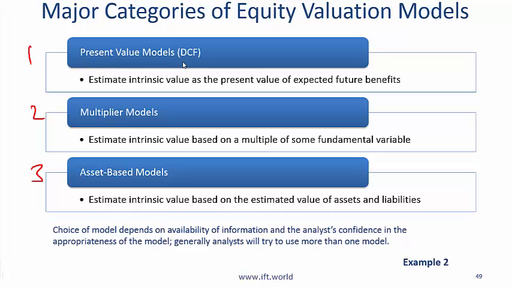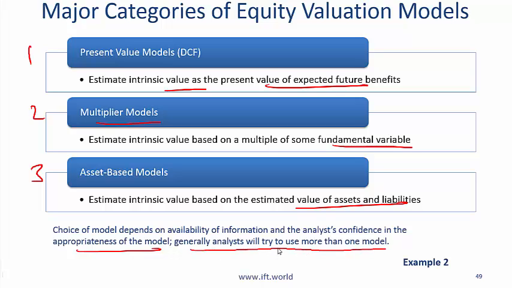Discounted cash flow model, where we estimate the intrinsic value as the present value of expected future benefits. Multiplier models, here we estimate intrinsic value based on a multiple of some fundamental variable, so price earnings, price to book, and so on. And asset-based models, here we estimate intrinsic value based on the estimated value of assets and liabilities. The choice of model depends on availability of information and the analyst's confidence in the appropriateness of the model. Generally, analysts will try to use more than one model.